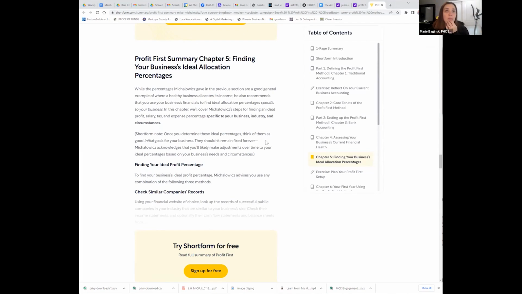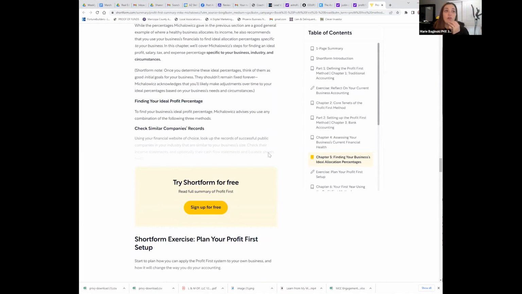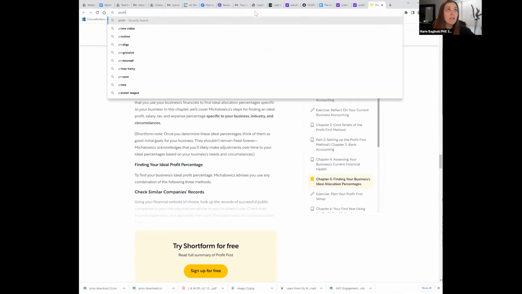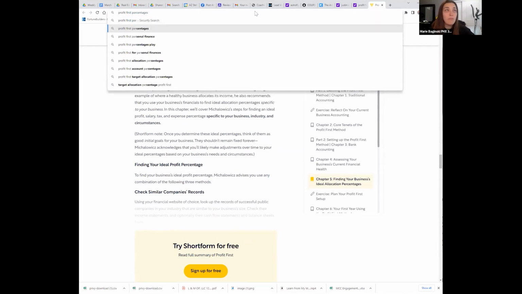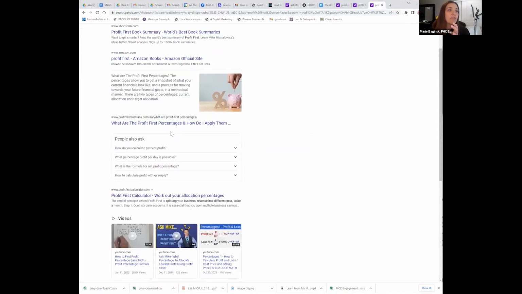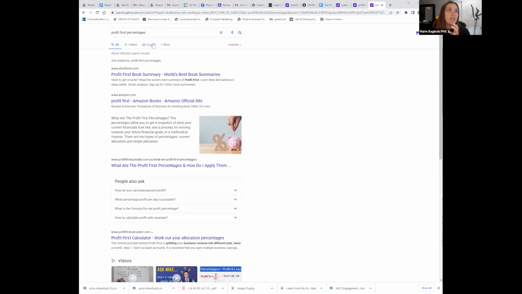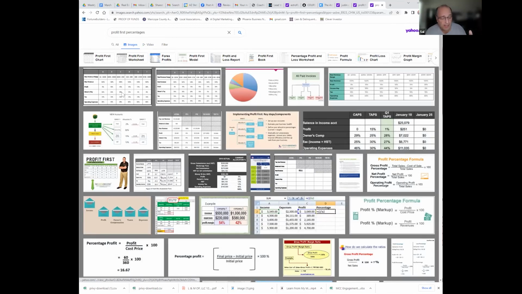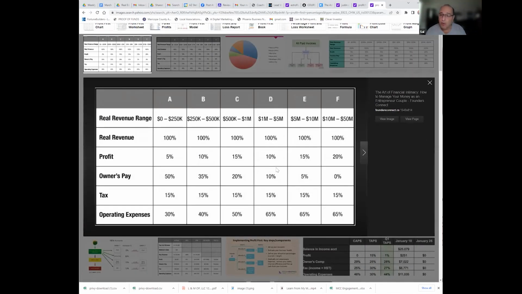In the book, they explain this based on the size of your business. Apparently I have to sign up to get the book summary here, but that's not useful. I'm going to see if I can just pull up the percentages, because based on the type of business you have, there are different percentages that you should move into each sub account. So Marie, is it income, profit, operating costs, owner, what was it? Owner. Yep. So I'm sharing that now.